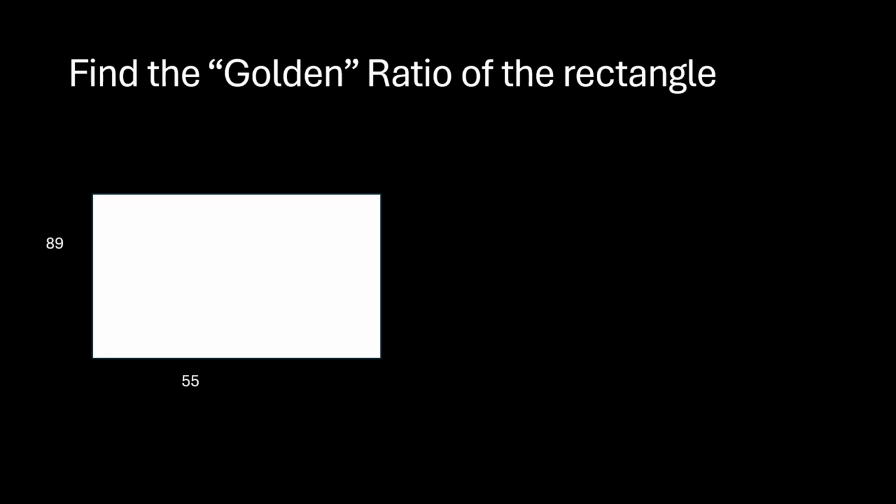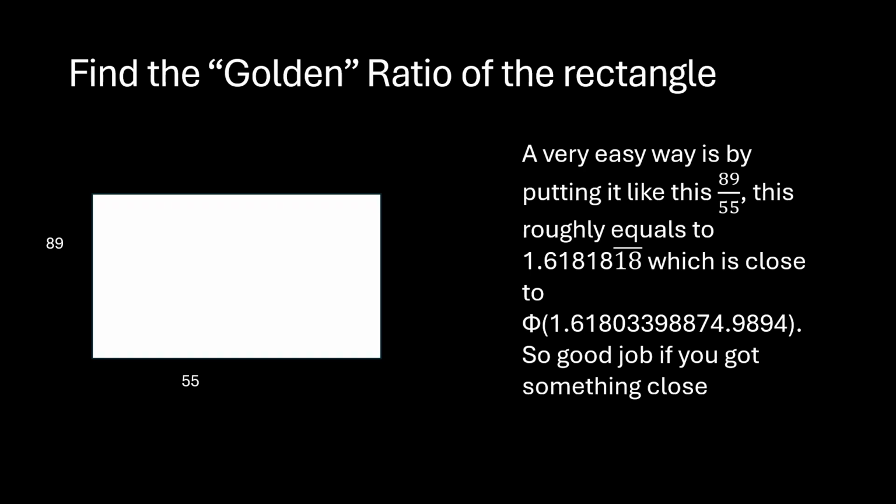20 seconds left. Alright, set down your pencils. I'll reveal the solution. A very easy way is putting it like this. 89 over 55 roughly equals 1.6181818 repeating. It's pretty close to phi in its whole number. So good job if you got something close to that.